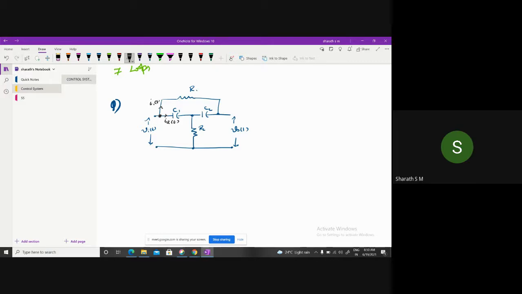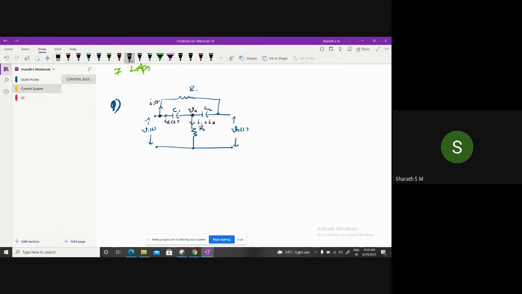I1 will travel through C2, and then it is going to meet at this particular node. Here I2 is going to travel through C1 and meet at this particular position. So both are combined across R2, that is I1 plus I2. At this particular position we have a combination of both, so that is I1 plus I2. And this particular node voltage I'm going to label as VA.